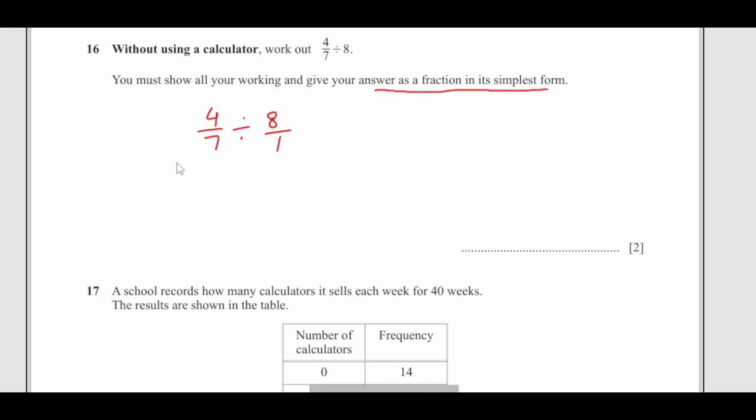Guys, you must read all the instructions carefully, okay, so that you don't miss any important point. When you make this division into multiplication, this will be reversed. You're going to take the reciprocal of that. Now 4 times 2 is 8, so we have 1 over 14. So 1 over 14, right?